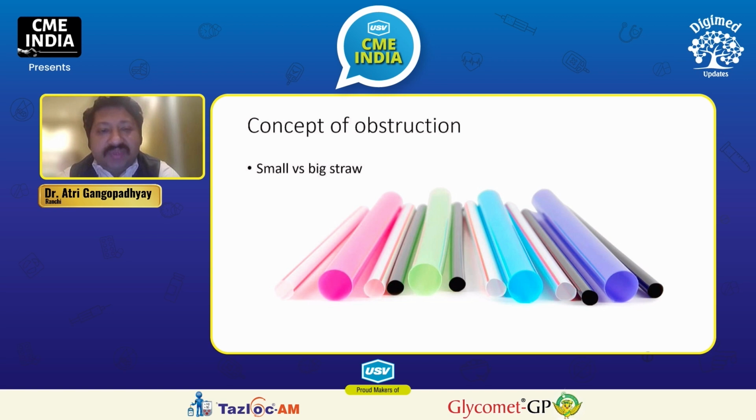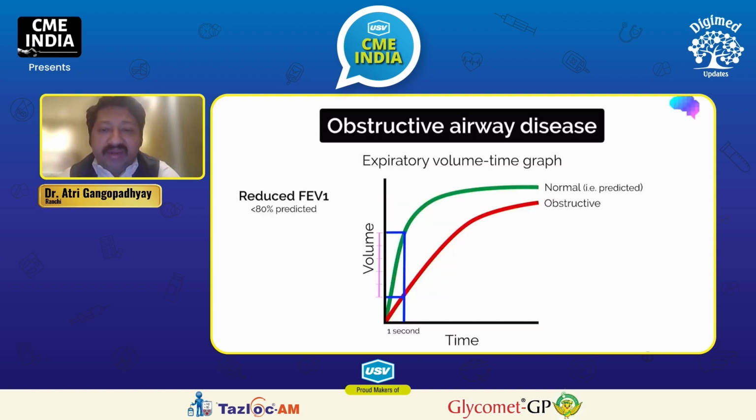If our airway is normal or a large straw, we can empty our lungs faster. And if there is any obstruction in the airway, a small straw, we can empty our lungs slower. As simple as that. This is the concept of obstruction. And this is how our curves start looking.